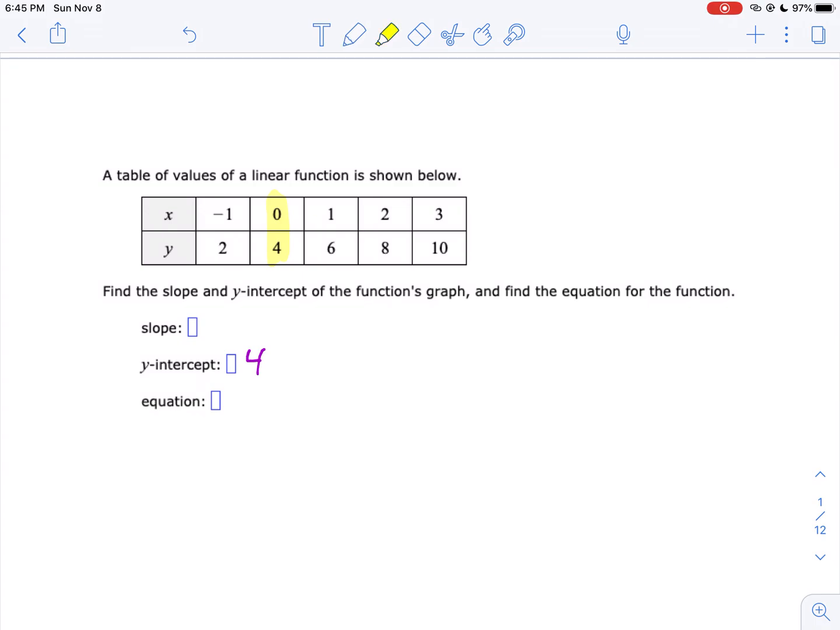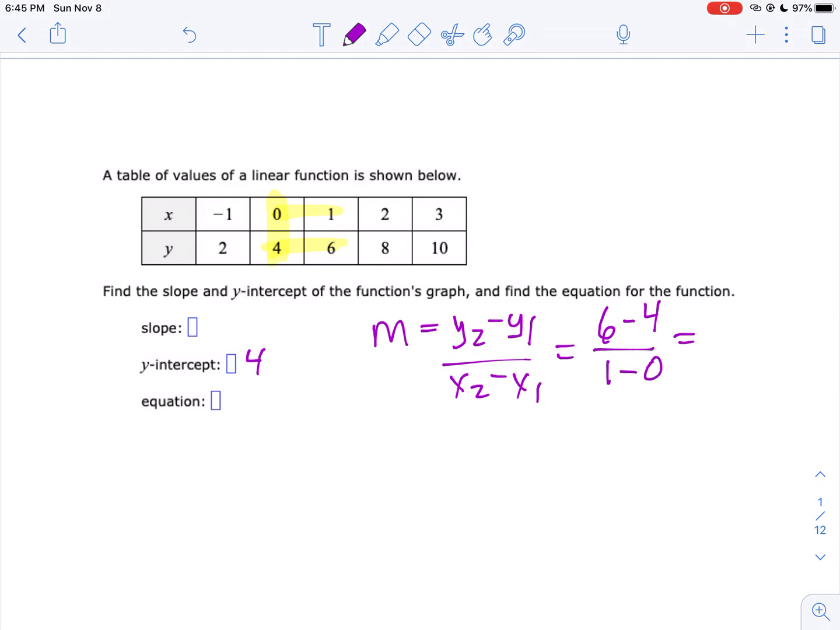Now, let's pick 2 points. I like 0, 1 and 4, 6. Because remember, slope is y2 minus y1 over x2 minus x1. So I'm going to subtract my 2 y's. The order you do it doesn't matter, but I'm going to go 6 minus 4. The order you subtract your y's, you have to subtract the x's in the same order. Now, the reason I picked 0 is nice things happen around 0. 6 minus 4 is 2 over 1, so your slope is 2.